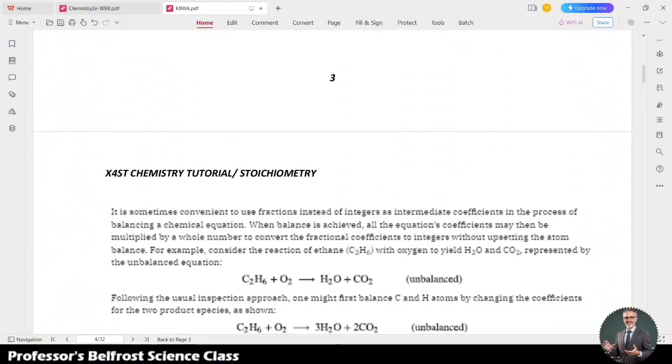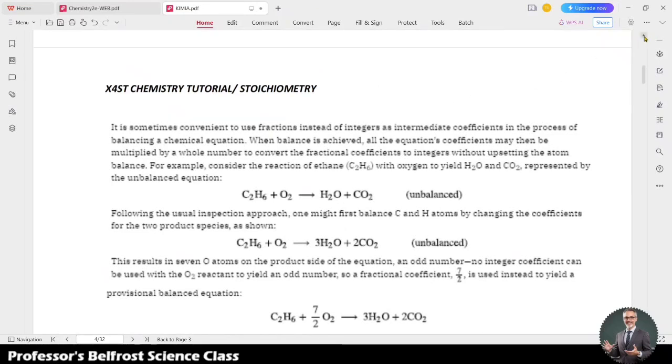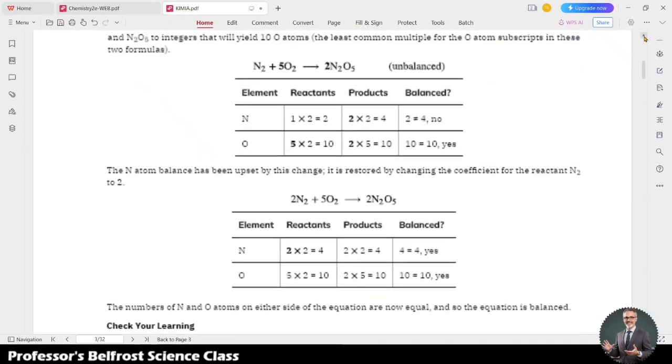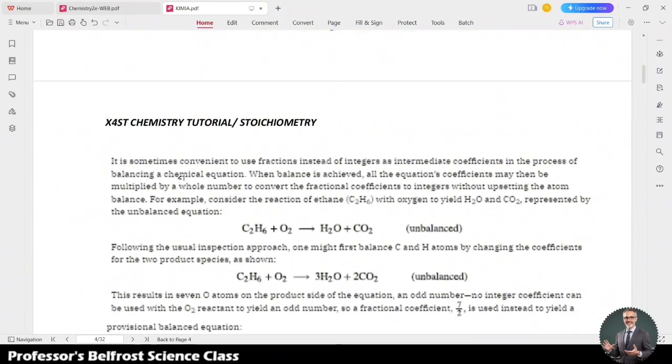Now let's step into point 3. It's sometimes convenient to use fractions instead of integers as intermediate coefficients. As before, for example, we have like this 5. Sometimes it is necessary to present a fraction as an intermediate coefficient, and when balance is achieved, we just multiply to make it a whole number. So we convert this fractional coefficient to an integer without upsetting the atom balance.